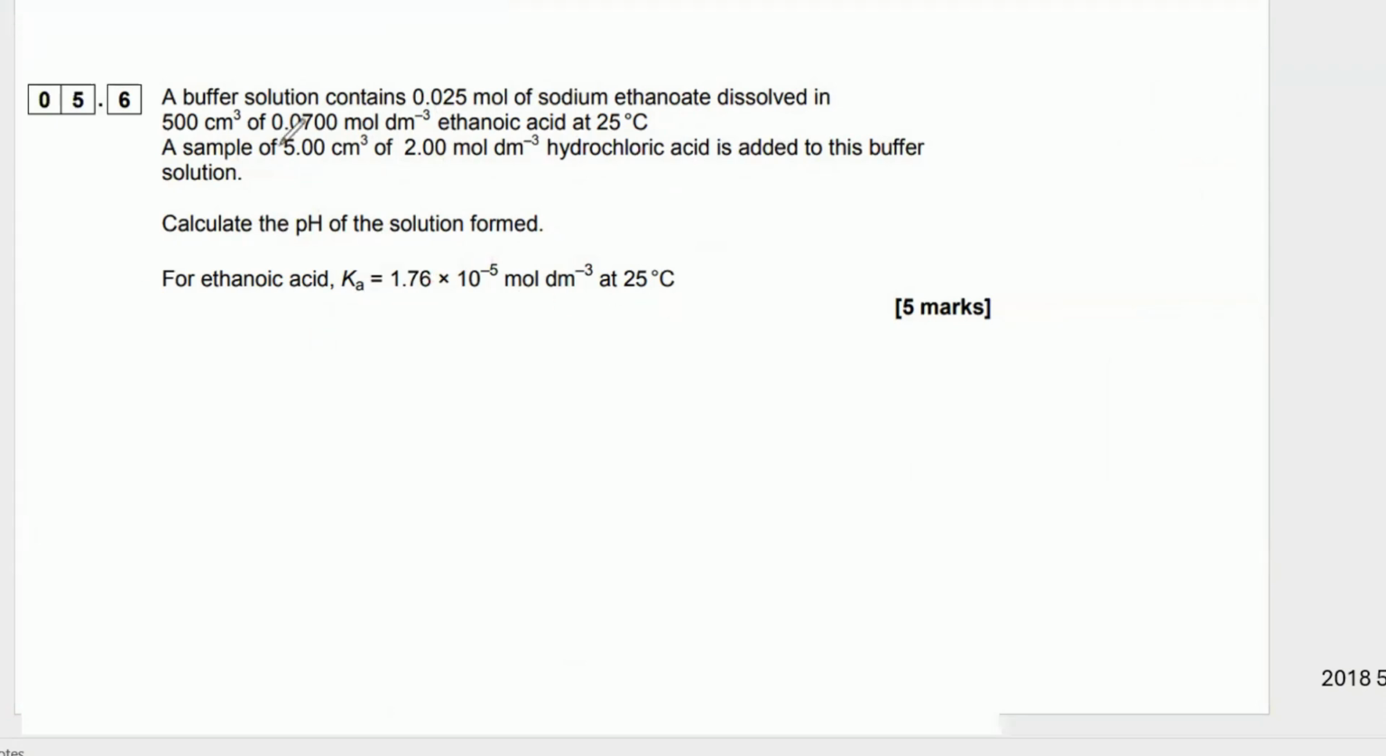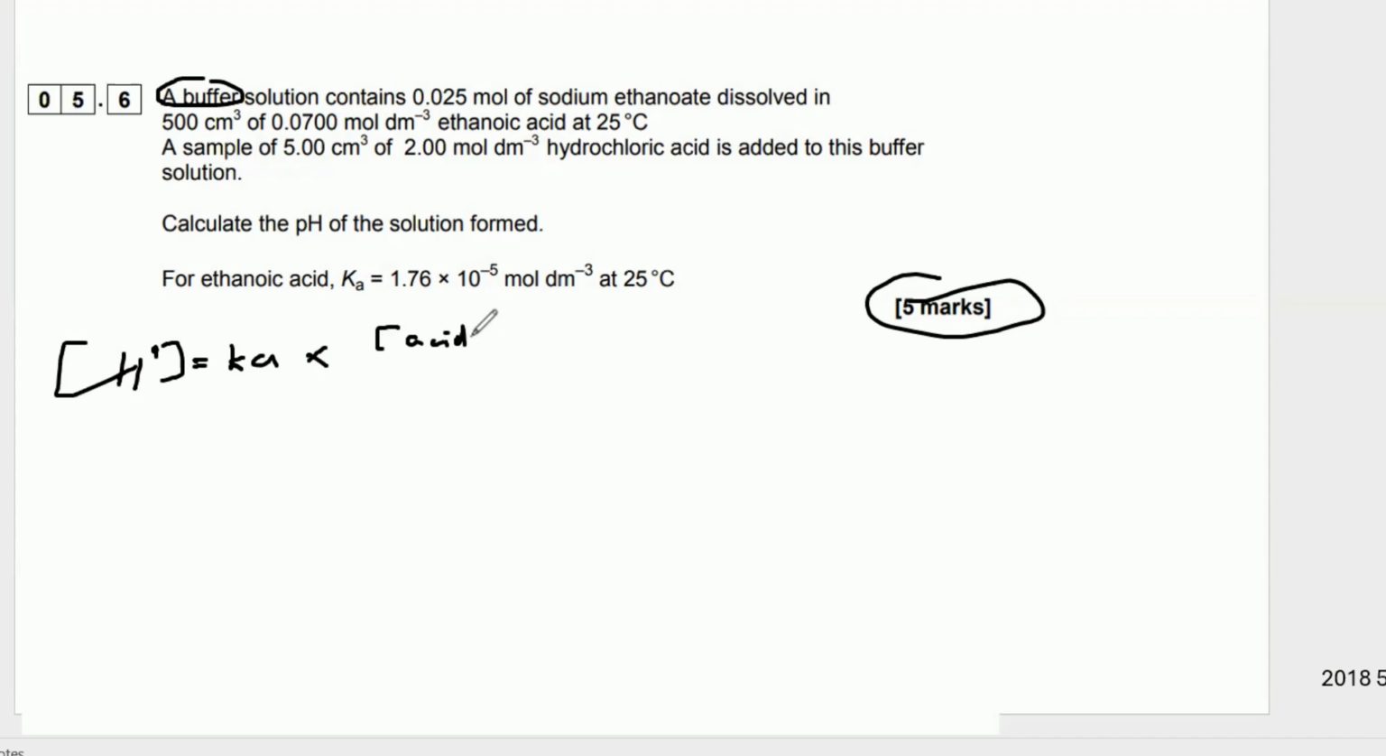So straight away, look, it's telling me it's a buffer. I know it's 5, not 6 marks, but still, I know I'm going to need the old buffer calculation. So by now, you need to know this off by heart: Ka times the acid, or HA, whatever you want to write down, over the salt concentration. Now they've asked me to calculate the pH. So once again, I need to work out H plus.